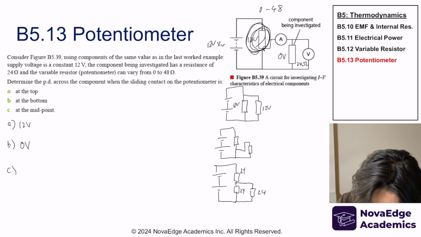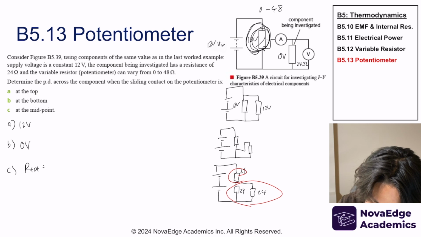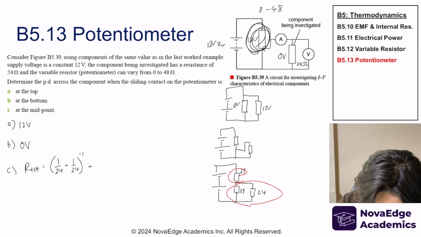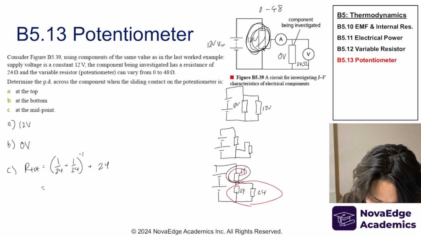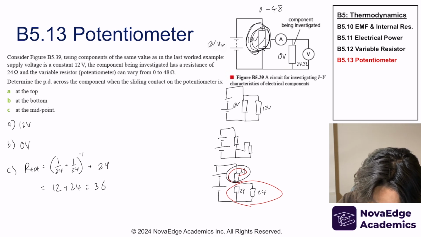So let's calculate the R total. R total is going to be this plus this, right? So the parallel component is going to be this, and the series component is going to be this. So that's just 12 plus 24, which is 36.